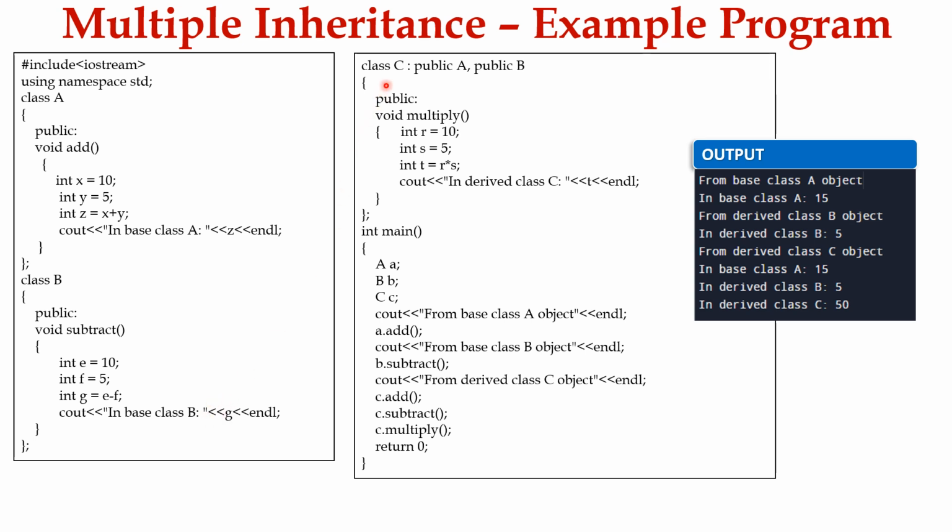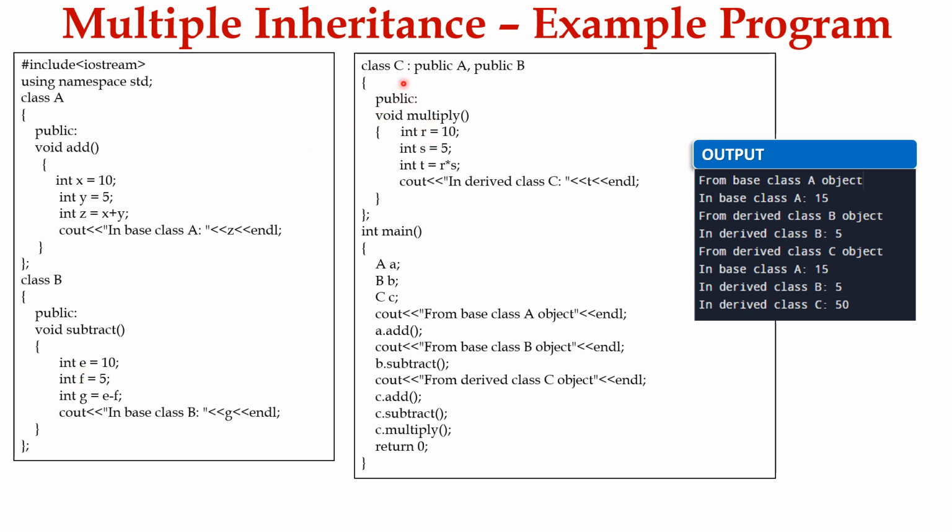Next, we have declared the class definition for class C, that is class C colon public A comma public B. Here, class C inherits the properties of class A and also it inherits the properties of class B. So class C can access the variables and member functions which are available in class A, and also class C can access the variables and member functions available in class B, in addition to its own variable and member function.